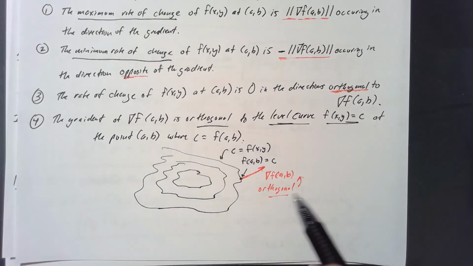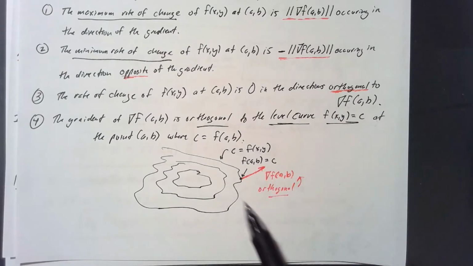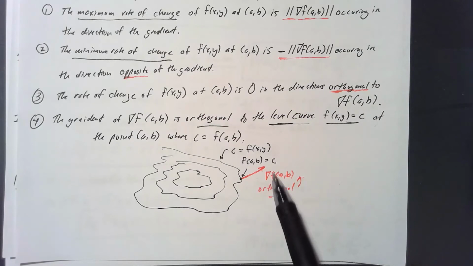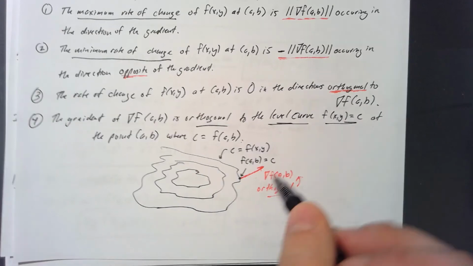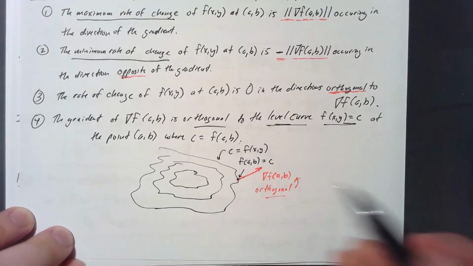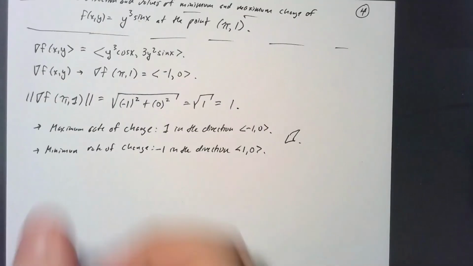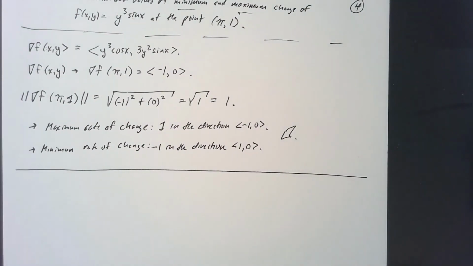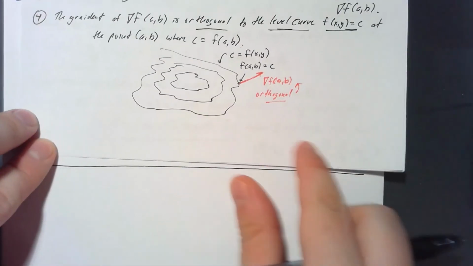One more thing in this section I want to talk about is, how do I find this particular curve to a level curve? How do I find this equation? This right here would be the tangent line to a level curve. So that's going to be the last thing I want to talk about in this section. Let's just focus on this part right here.